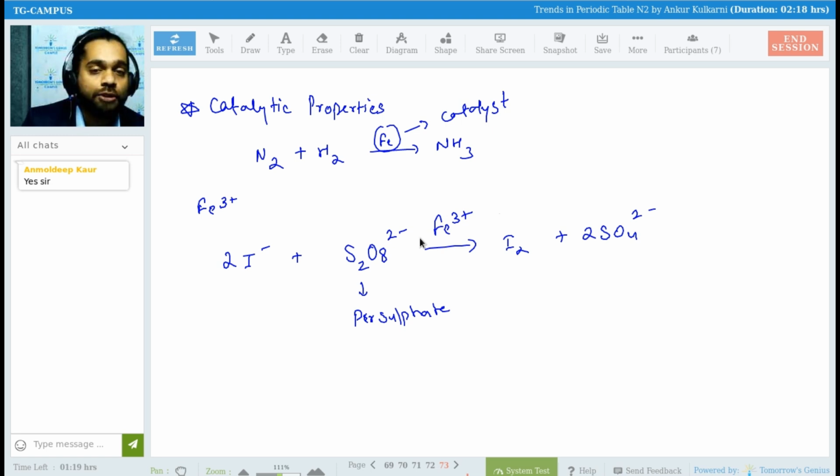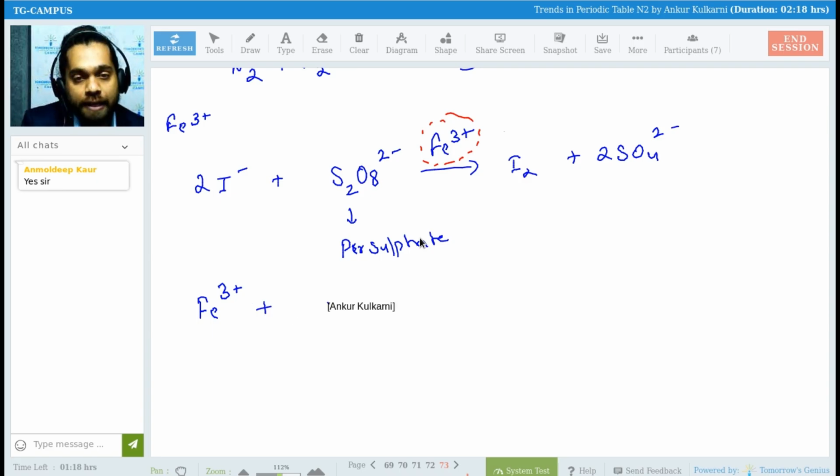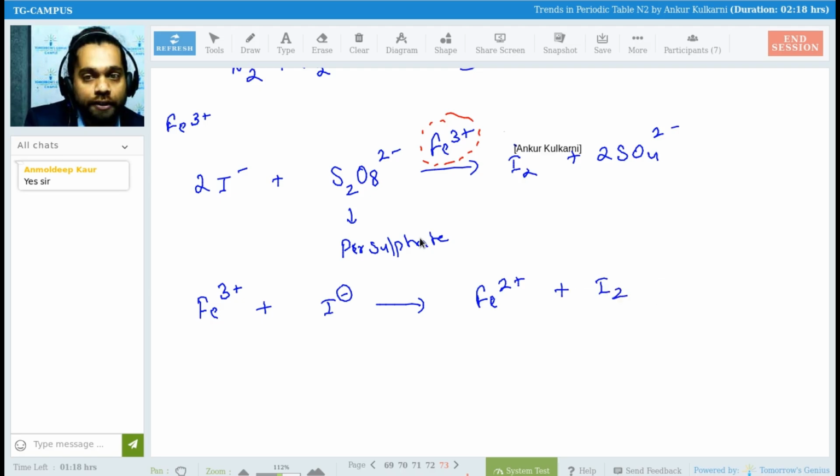Now I am coming back to the part where we said it does not take part in the reaction. How does Fe3+ work over here? Look over here and write it out. Fe3+ first reacts with iodide, and it does undergo reaction. Fe3+ reacts with iodide to give you Fe2+ plus iodine gas, which is what you needed.